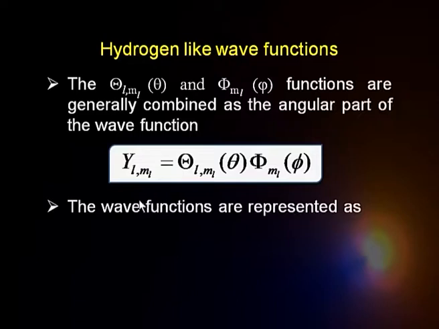That means the wave function happens to be R times Theta times Phi. This Theta Phi part is called the angular part, sometimes given as Y_L^m_L. L is the azimuthal quantum number, and m_L is the corresponding magnetic quantum number.